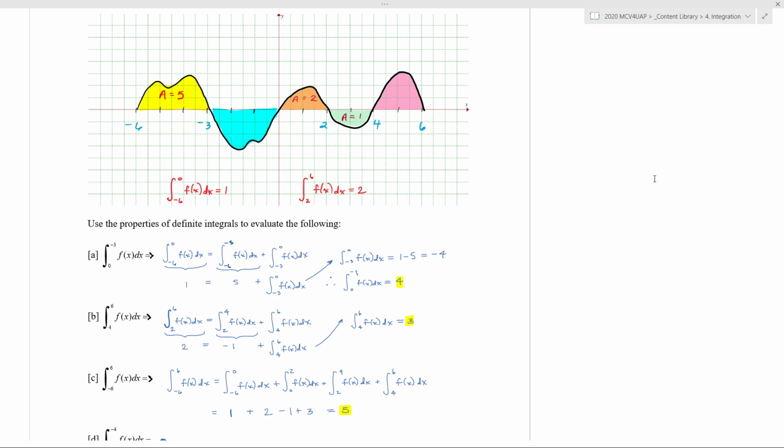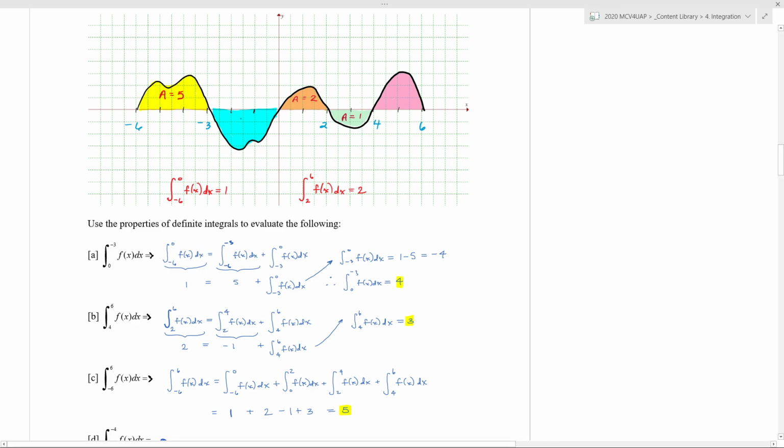So we know that the total, starting at -6 to 0, that net area would be 1. So if that net area is 1, in other words, if you're adding that yellow region and that blue region and the answer is 1, then that would mean that the area of that blue region that's below the x-axis would have to be 4. Right? Because 5 plus -4 would give us the 1, and that would be the integral from -6 to 0.